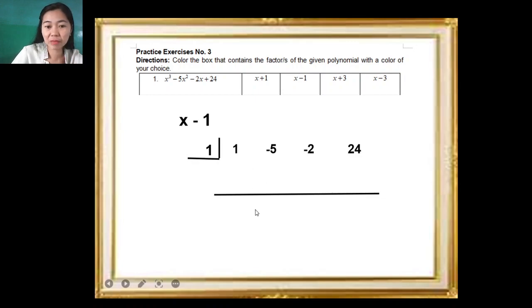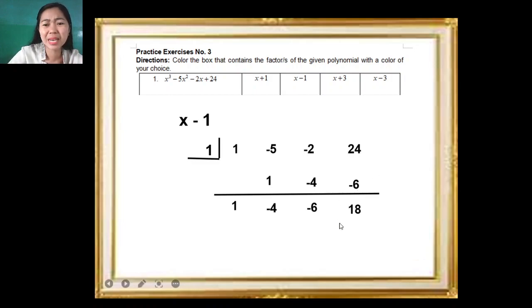So, doing the synthetic division, bring down 1, multiplied by 1 is 1. Add negative 5 and 1, we have negative 4. Multiply negative 4 by 1. We have here negative 4. Adding negative 2 and negative 4, we have negative 6. Multiply negative 6 by 1, we have negative 6. Add 24 and negative 6, we have positive 18.